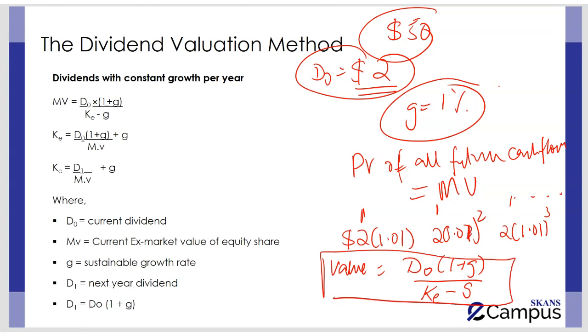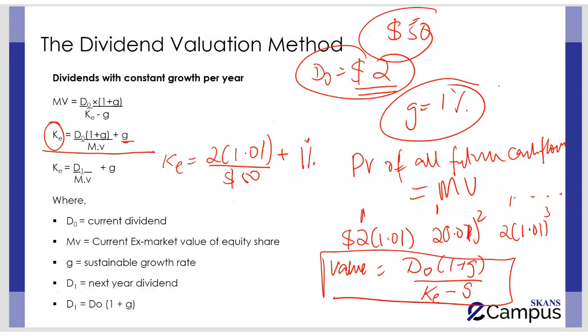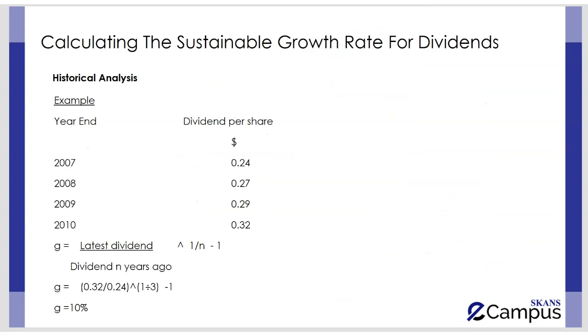So if I make Ke the subject, it becomes something like this, where D0 into 1 plus g over market value, plus g. And using this, how I can calculate the cost of equity is: cost of equity will be 2 into 1.01, which is D1, over market value, which is 50, plus the growth rate, which is 1%. Now if we calculate the value, it will be 5.04%. Clear?